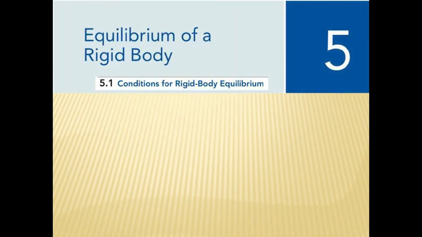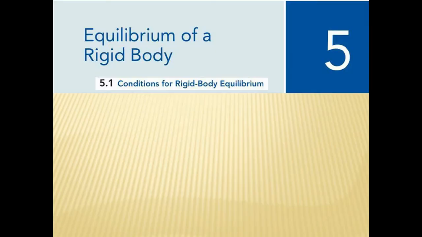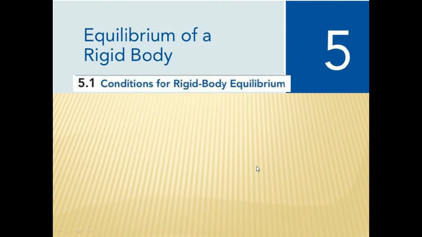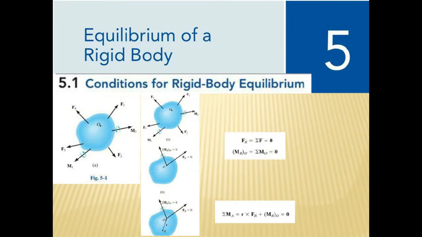Okay, we go to a new chapter, equilibrium of a rigid body, conditions for rigid body equilibrium. Okay, so as you already know, what is a rigid body? A rigid body is a body which cannot undergo deformations or deflections on the application of force, regardless of the magnitude of the force that is acting on the rigid body.